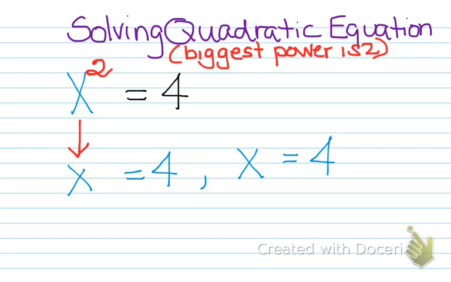Then what you do is put a square root around the side with the constant, and you put a negative in front of one of the square roots. It doesn't matter which square root you write it in front of. Then you simplify the square root.